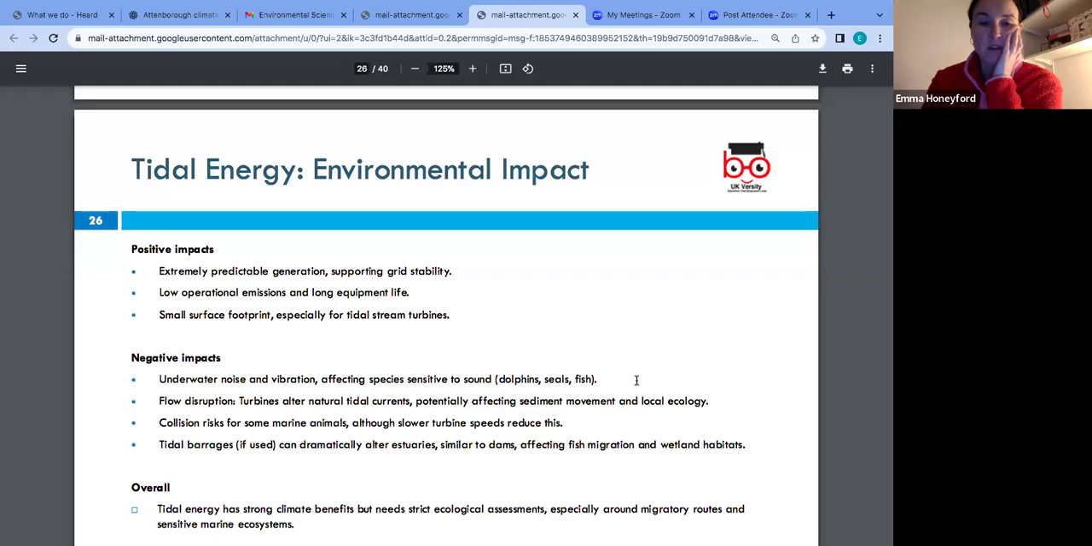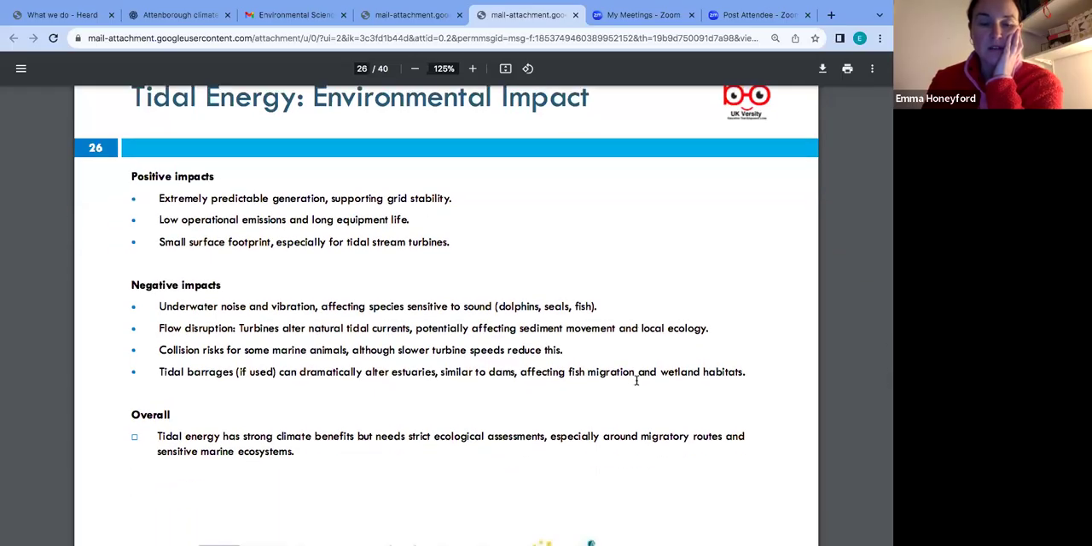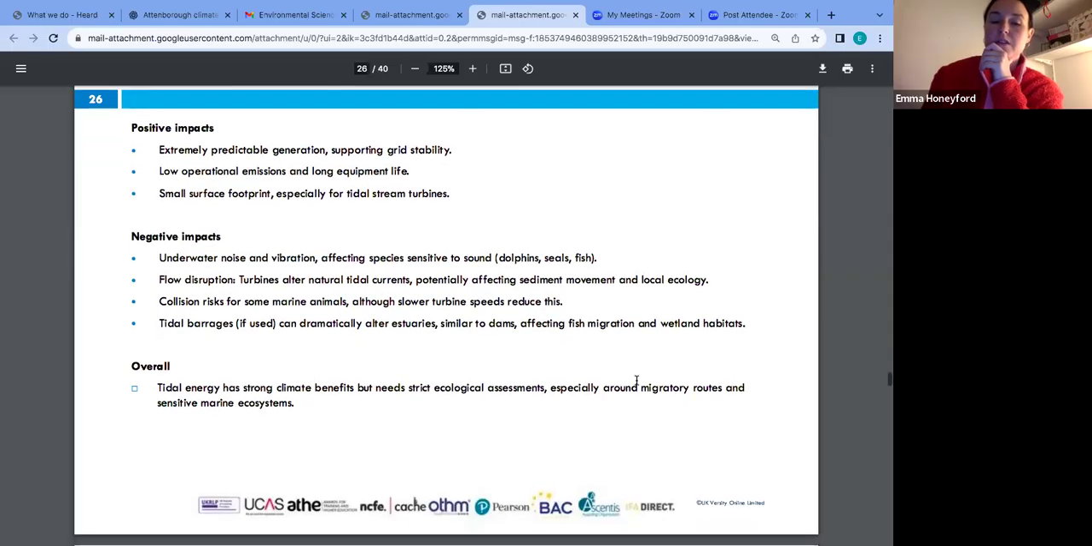So low operational emissions and long equipment life. A negative impact, I'm just going to go over one here. Again, this underwater noise and vibration affecting species sensitive to sound, so dolphins, seals and fish. So again, there is a risk to marine life, which is, again, a difficult thing to have to consider. So overall, tidal energy has strong climate benefits, but needs strict ecological assessments, especially around migratory routes and sensitive marine ecosystems.